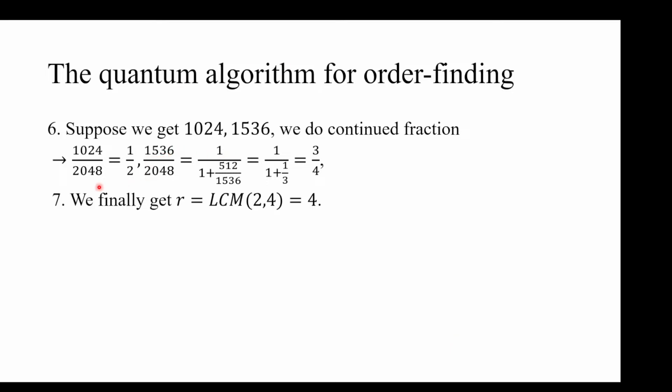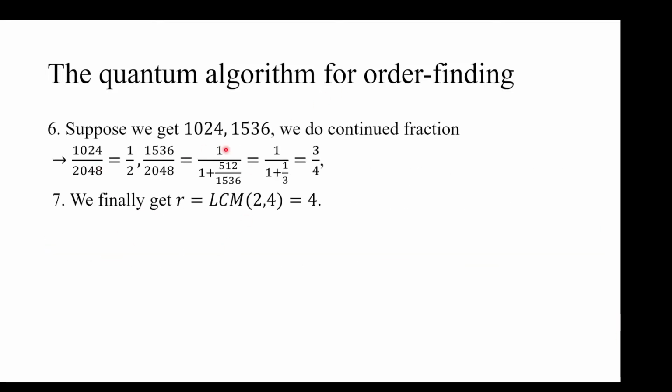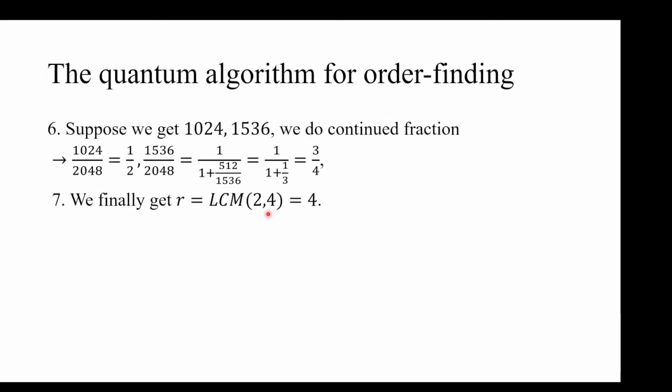Then the next step we want to get our r, and we assume that we get 2 random ones of them. Say we get 1024 and 1536, and although we have perfect accuracy here, so we don't quite need continued fractions, but still let's try to do this.